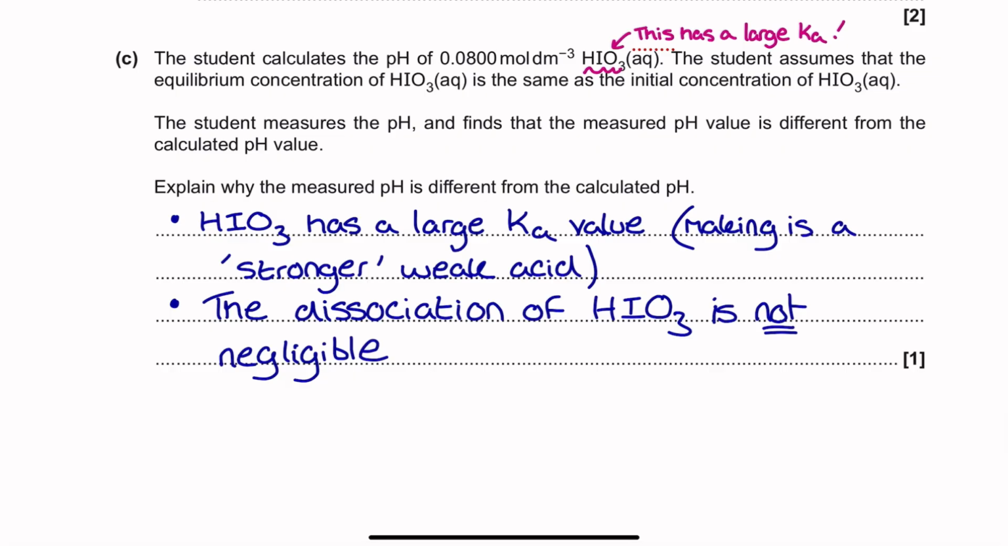Finally here, we've got the solution. Calculate the pH of the same concentration again, but now of a different weak acid. It's the one that has the really large Ka value. I think it's called iodic(V) acid from the table previously. The student assumes that the equilibrium concentration of that weak acid is the same as the initial concentration of the weak acid. So what that's saying is when it partially dissociates, the actual concentration of the acid in that dissociation hasn't changed, because that dissociation is assumed in your specification to be a very, very partial dissociation.